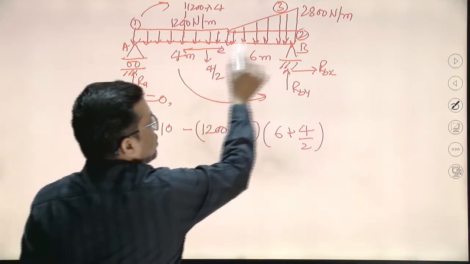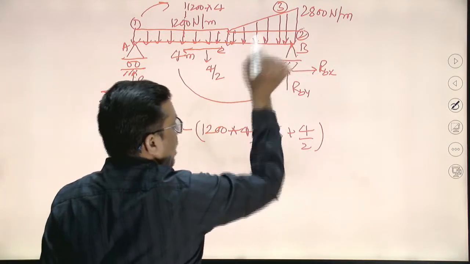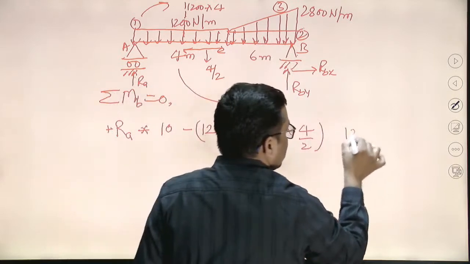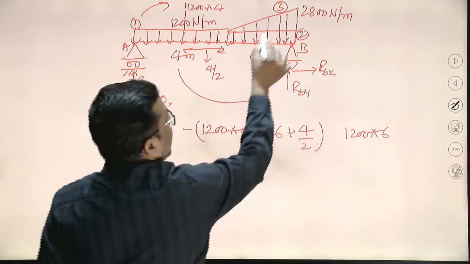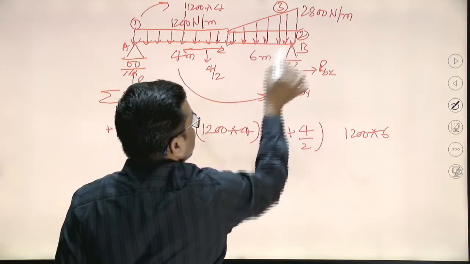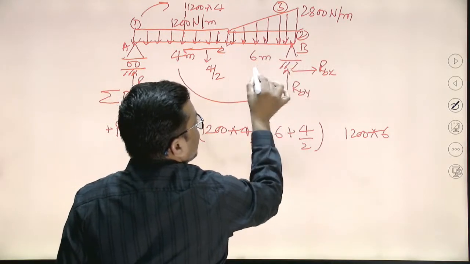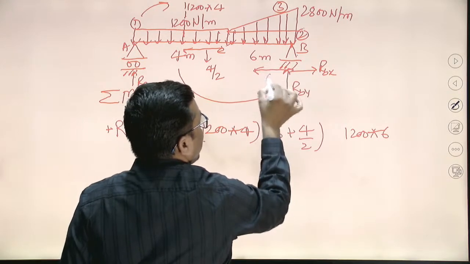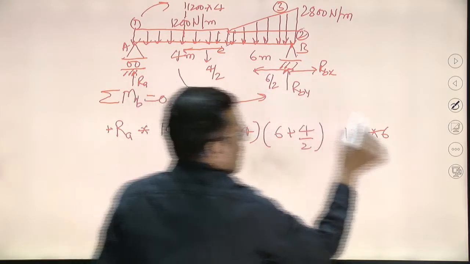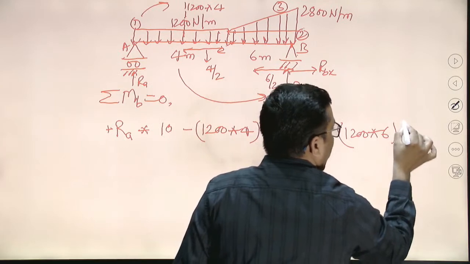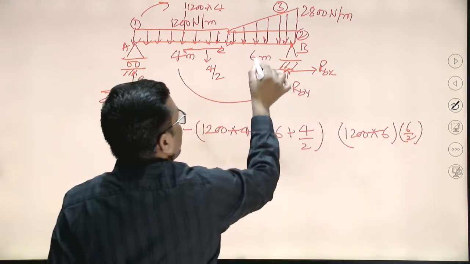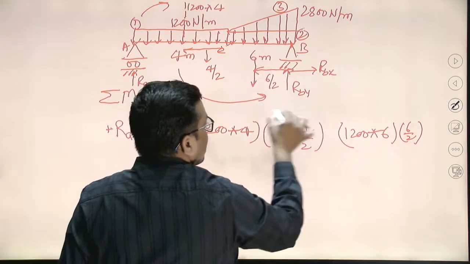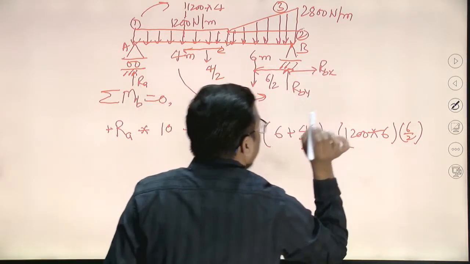Now I am coming to the second UDL, which is 1200 into 6. It will be at the midpoint of 6. How far will it be from point B? It will be at 6 by 2. So this is the load, I am writing it here, 6 by 2. The tendency of rotation because of this is again anti-clockwise, minus.